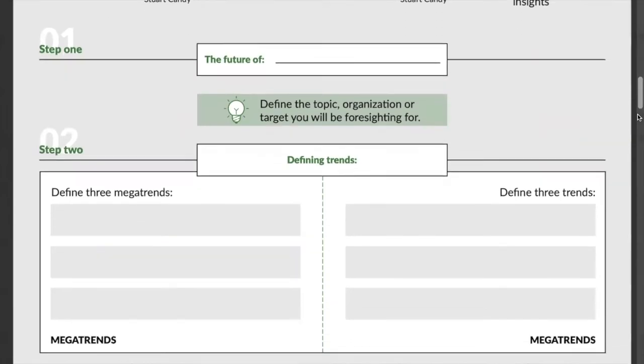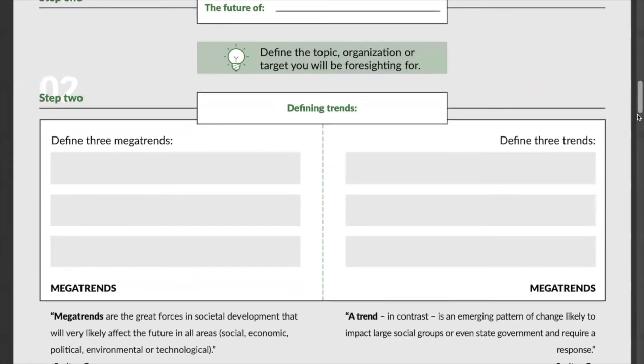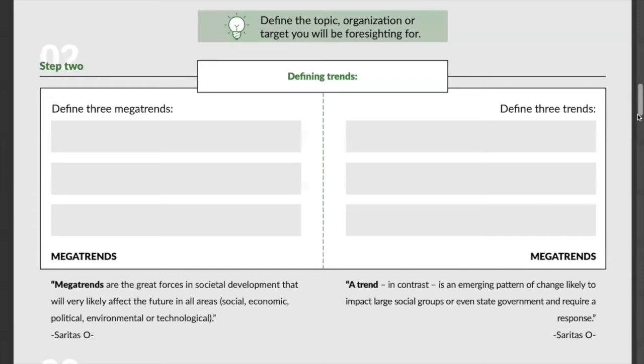Step 2. Defining the trends. Define 3 megatrends and 3 trends. The megatrends are the great forces in society that will likely affect the future in all areas, meaning social, economical, political, environmental, or technological. Trends, in contrast, are emerging patterns of change likely to impact large social groups or even state governments and require a response.